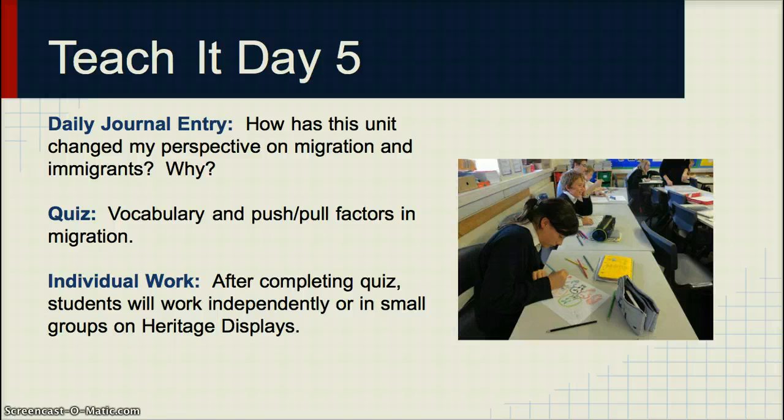Then on day 5, we're going to do the final journal entry, which is how has this unit changed my perspective on migration and immigrants. And then they'll do the quiz on the push and pull factors, and as soon as they're done with the quiz, they can go work independently on their heritage display. They will have brought in poster board that day to start working. If they're working with a partner, I'll ask them to move to a quieter corner of the room to let the others finish their quizzes, because some kids just need more time than others.